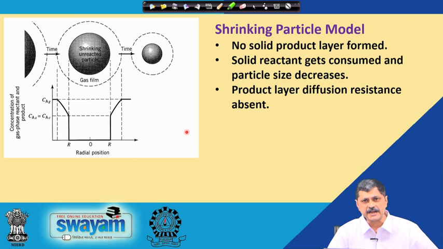In some reactions, the solid product is not formed, only fluid product is formed. So, in that case, the solid product layer is absent, and as the solid reactant gets consumed, the radius of the solid particle also changes with time; it reduces with time. So, in this case, there are 2 resistances only, not 3 as in the shrinking core model. One is of course gas film diffusion resistance. The second one is the chemical reaction resistance.